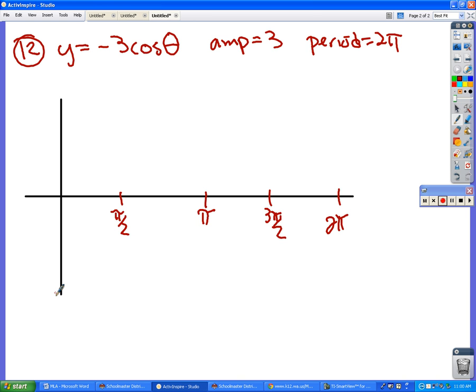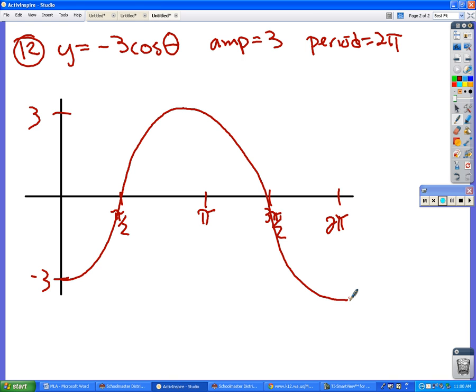How far up and down do I need to go? 3, -3. The only trick here is that since this says y equals -3 cosine theta, instead of starting at 3 and going down, I'm going to start at -3 and go up. So I go through there, pass above that, and then like that. Okay? So it's the exact same shape as the other graph, except it's been flipped because of the negative.